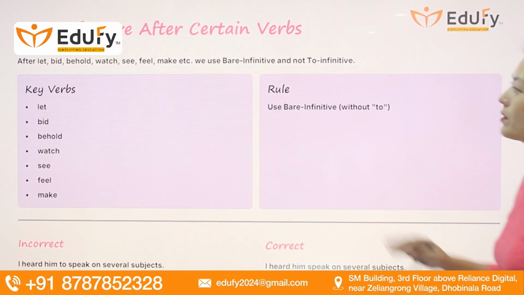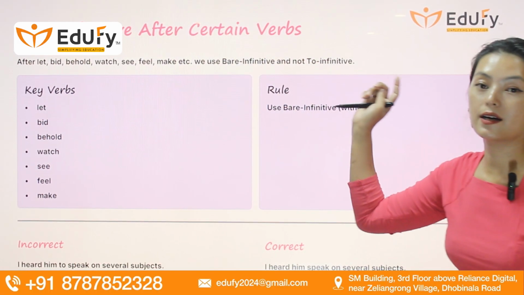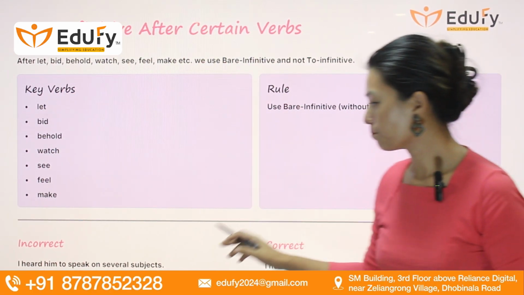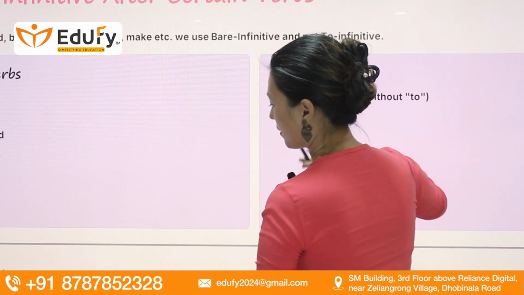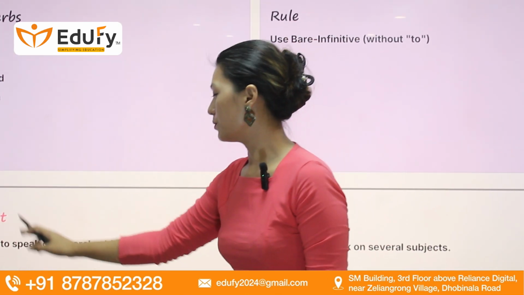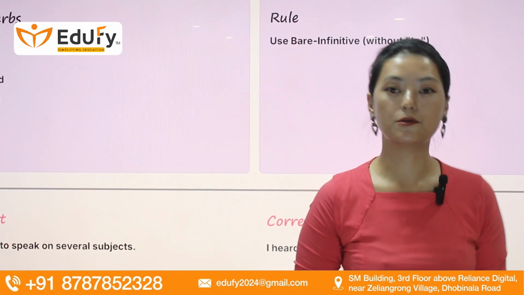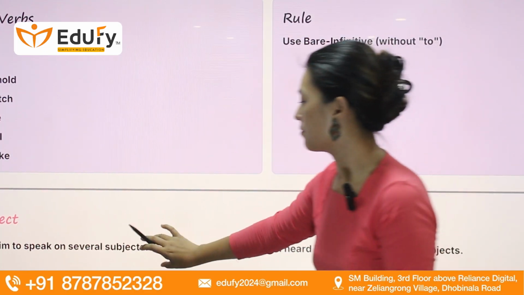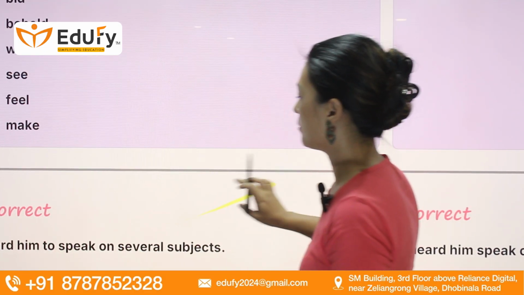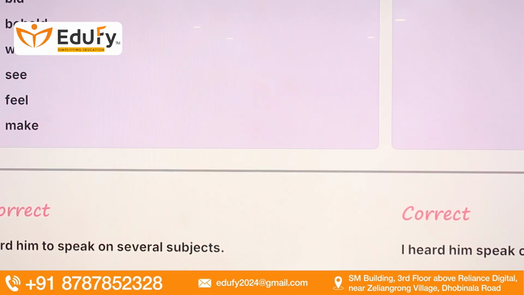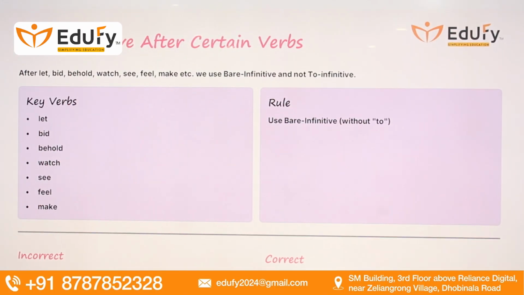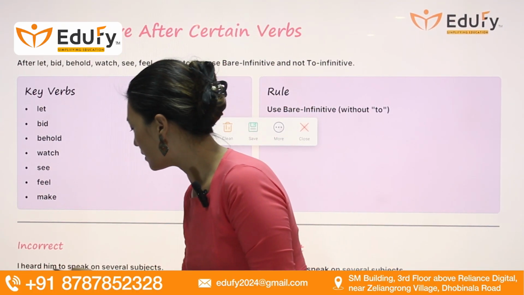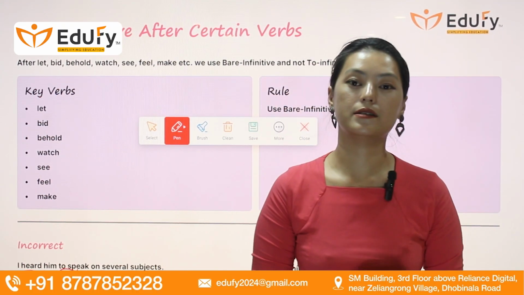And there are certain bare infinitives that you have to write after certain verbs. So let's take a look at this one. I heard him to speak on several subjects. If you take a look at this sentence, what is the problem here? The problem is that I have used the word heard in the sentence. And that is why when I write I heard him, to speak does not make sense.